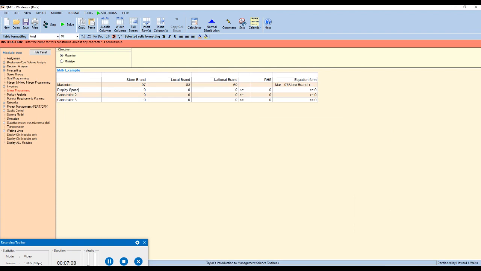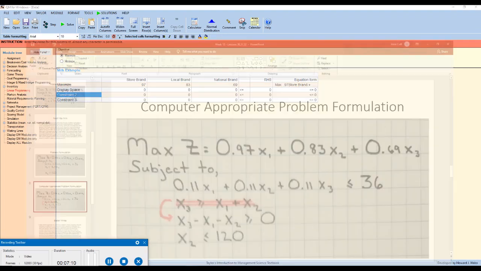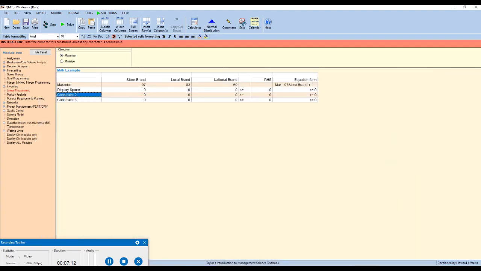The second constraint is sales ratio. And the third constraint is supply local brand. And once everything has been done like this, it becomes a relatively easy problem to solve. All we have to do now is enter the relevant data in the relevant squares.